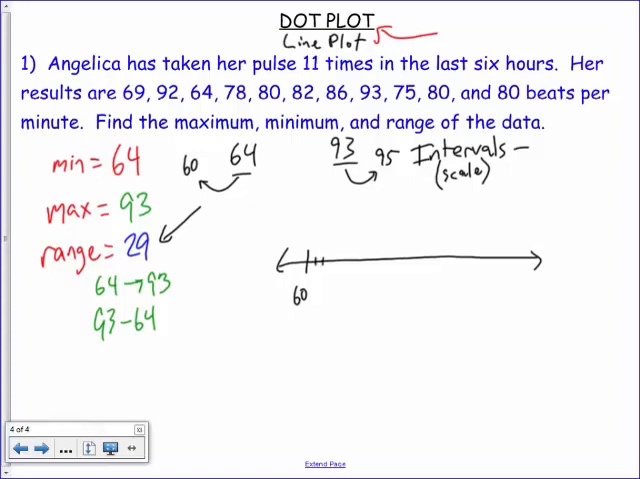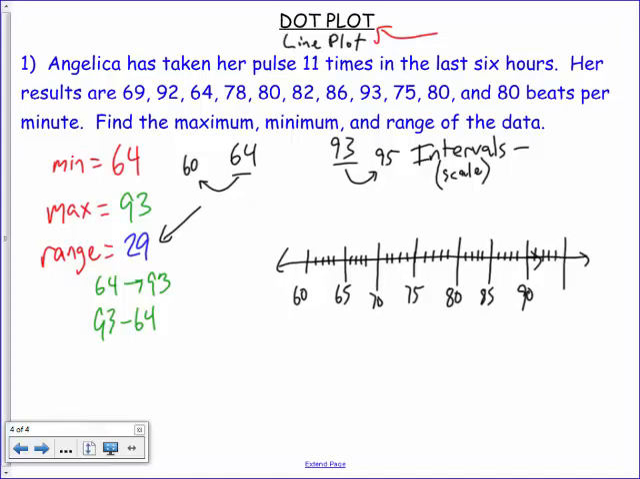I'm going to go 1, 2, 3, 4, 5. There's 65. 1, 2, 3, 4, 5. There's 70. There's 75. There's 80. There's 85. There's 90. To extend this just a little bit, 1, 2, 3, 4, 5. There's 95. So now we're going to do just what it describes.